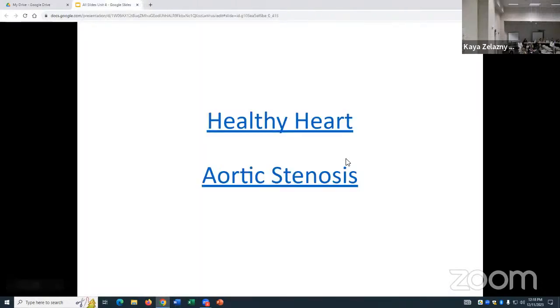All right, so again, our normal heart. All right, and here we have the aortic stenosis. And this isn't the only valvular condition that you could diagnose by listening to a heart sound. You can find out all sorts of different problems with blood flow in the heart just by listening to the sounds.